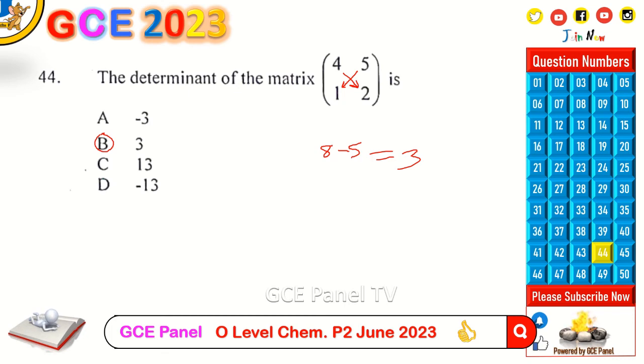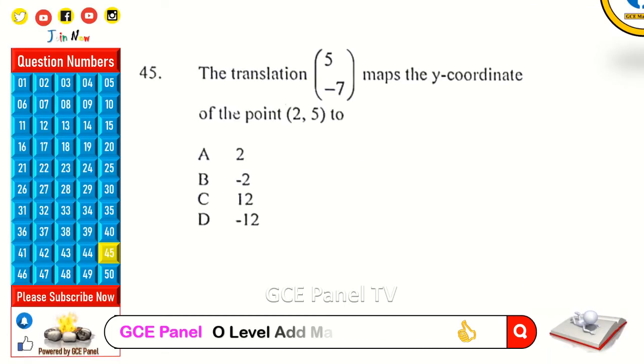Question 45. The translation maps y coordinates of the points 2, 5, 2. So this translation 5, -7 maps it to, for the translation just add, okay? So 2 plus 5 is 7. That's for the x, but they are not interested in the x here. The one we want is the y. So for the y, we have 5 plus negative 7. Y to y, x to x. So 5 plus negative 7 is negative 2. So our key here is negative 2.